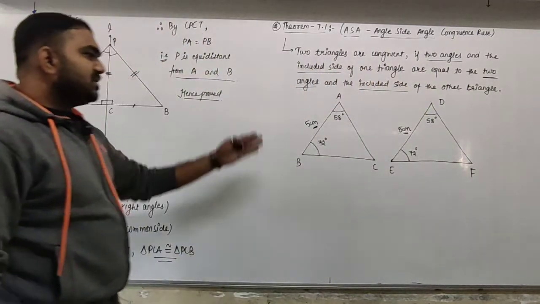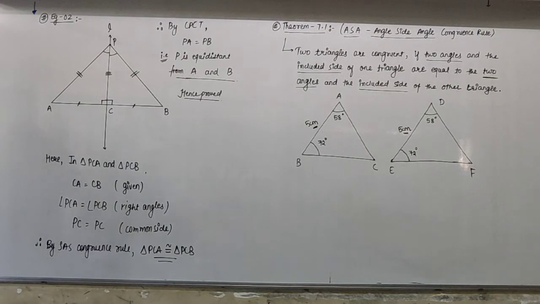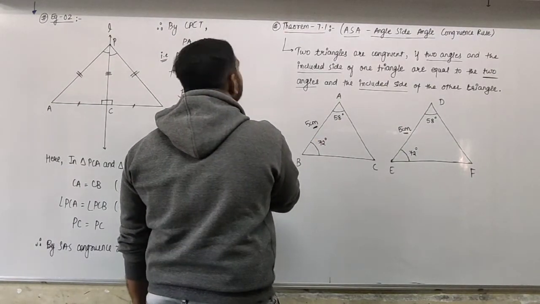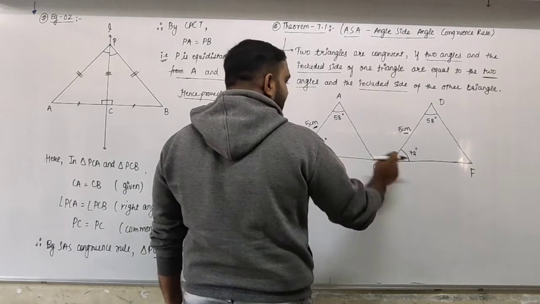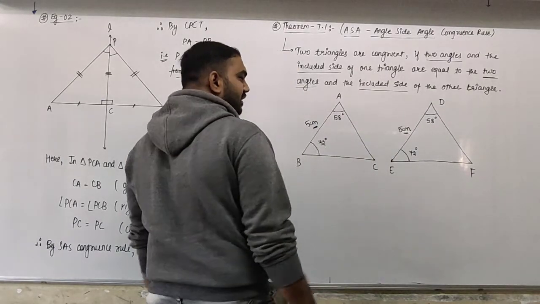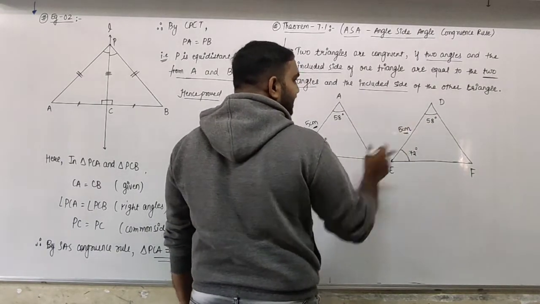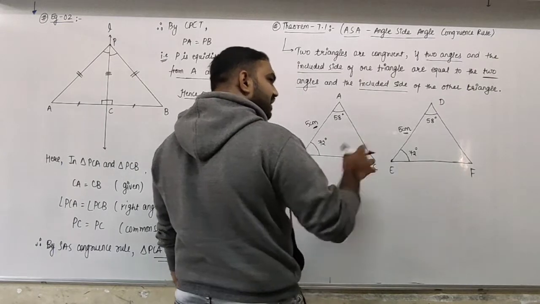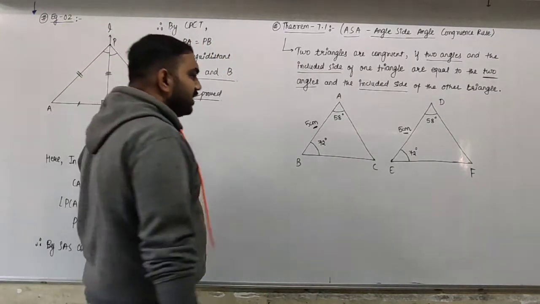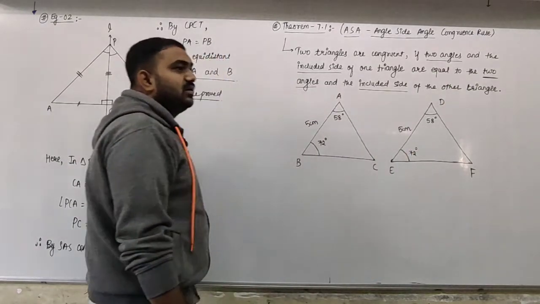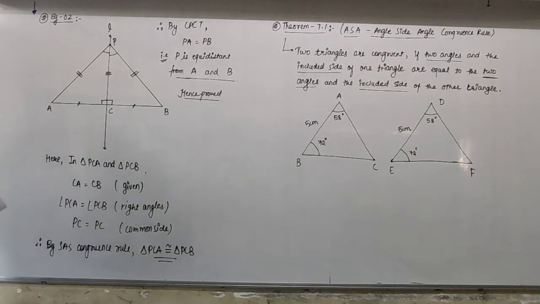Okay, so that is how we can give the figure for the ASA congruence rule. Any two angles, it is not compulsory that AB and DE be the same. A and D, B and E, or C and F can also be equal. Instead of AB and DE, AC and DF or BC and EF can be equal too, but the condition must be that the included side must be equal. Then and then we can say that we are having the ASA congruence rule.